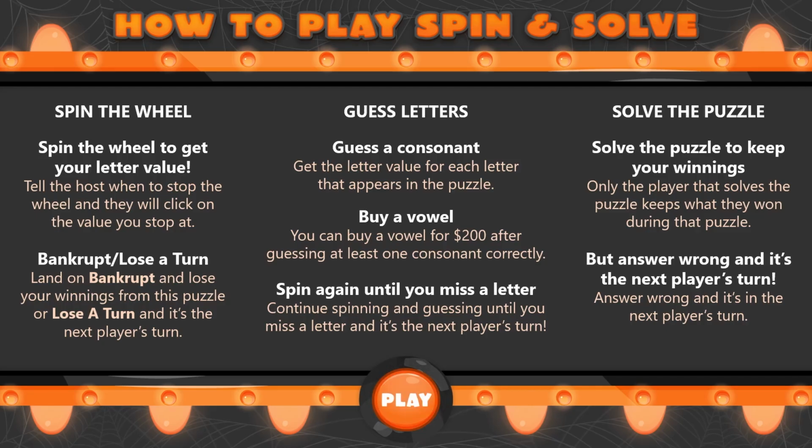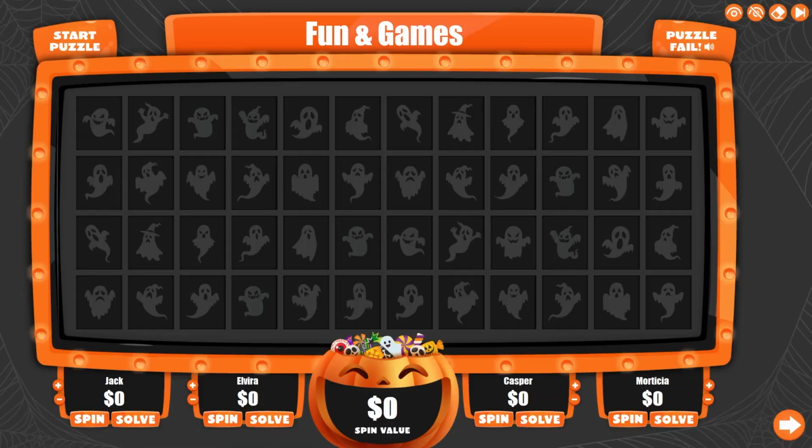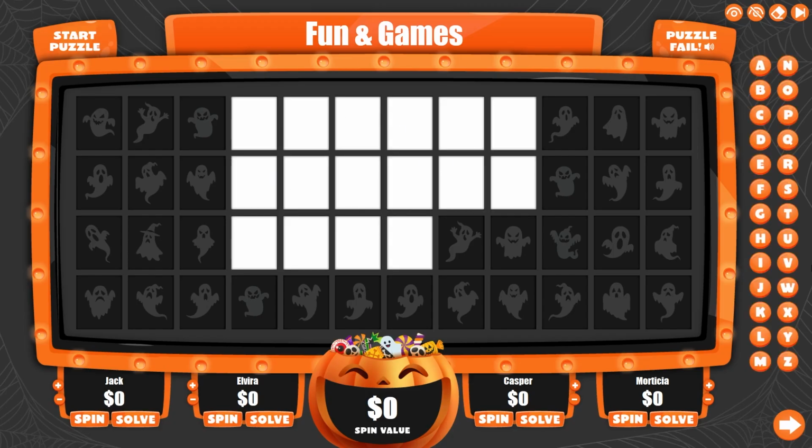Once you've gone over the instructions, click Play to begin. You will see the category at the top, and when you click Start Puzzle, the blank letters and letter buttons will appear, and the player's scores will start at 0 for this puzzle. Click the Spin button for the current player.